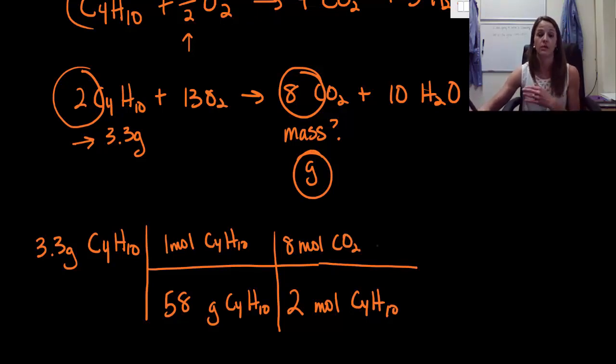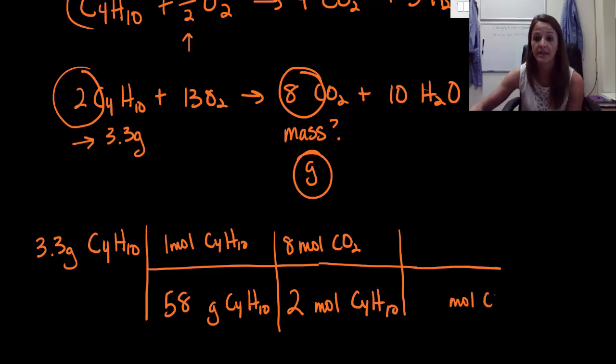We're not done here. We're trying to get to mass of carbon dioxide. So we have one more step to do. We see that moles of carbon dioxide are on the top, so we need to put moles of carbon dioxide on the bottom. We're converting to grams of carbon dioxide. All we need to do is use the molar mass here. So for every 1 mole of carbon dioxide, we have about 44 grams of carbon dioxide.